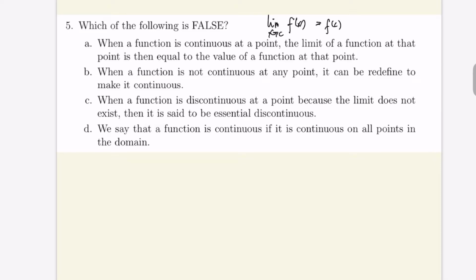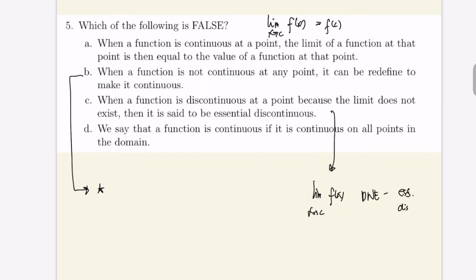So, that's true. When a function is not continuous at any point, it can be redefined to make it continuous. Let's note about that. Letter C, when a function is discontinuous at a point because the limit does not exist, then it is said to be essential. Tama. Kasi if the limit of f of x as x approaches C does not exist, di ba essential discontinuity to? Meron tayong definition yan. So this is essential discontinuity.